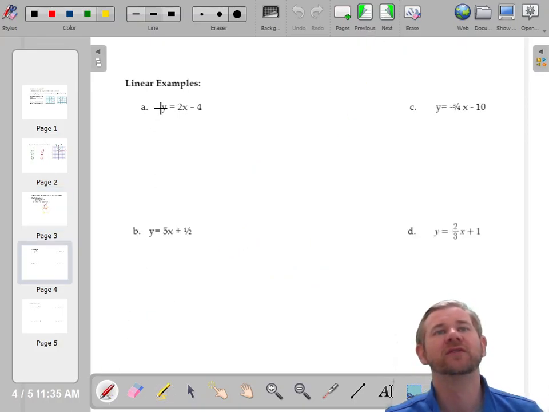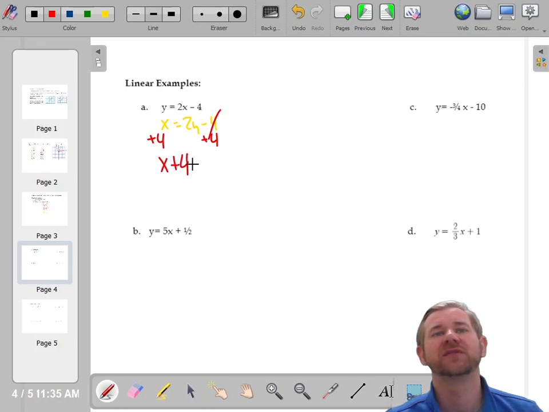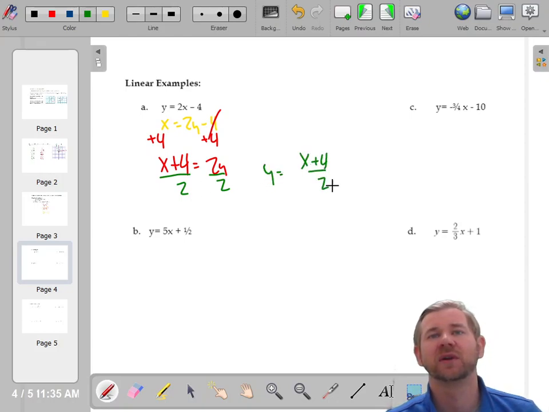So let's try this one. Flip x and y, x equals 2y minus 4. And now I'm going to solve for y. So to do that, move the 4 over. x plus 4 equals 2y. And then divide everything by 2. So you could write this as just x plus 4 over 2.